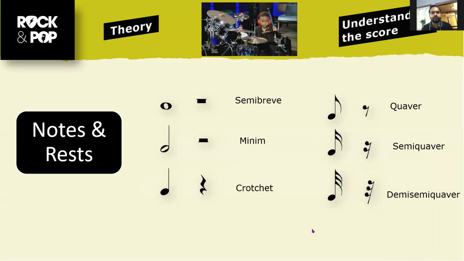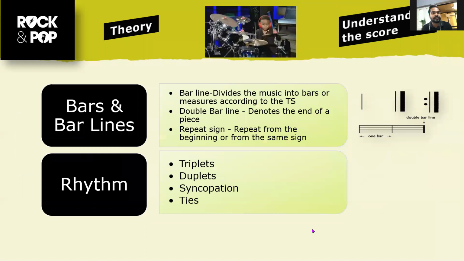Moving on, we have the bars and the bar lines. Bar lines are placed on the musical staff to separate the divisions of time. Time is divided in groups of pulses as defined in the time signature. The space between two bar lines is called a measure or bar. There are different types of bar lines and they indicate a particular way to perform in time. A double bar line denotes the end of a piece.